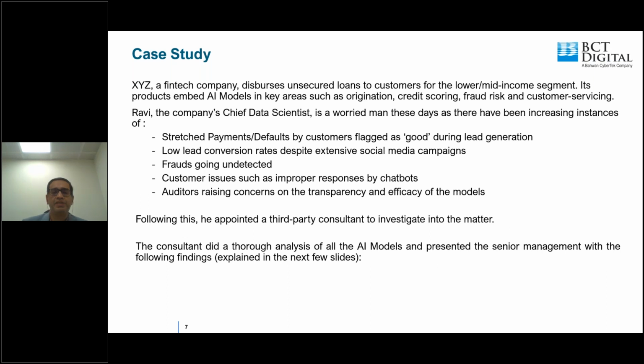So that's the simplest thing, at least, he can do to get an outside-in view of the whole thing, what is happening and what to do with it. So the consultant did a thorough analysis of the AI models and presented to the senior management a list of findings. So now what are the findings? We'll go through in the next few slides. So this is the case study that we are going to talk about.